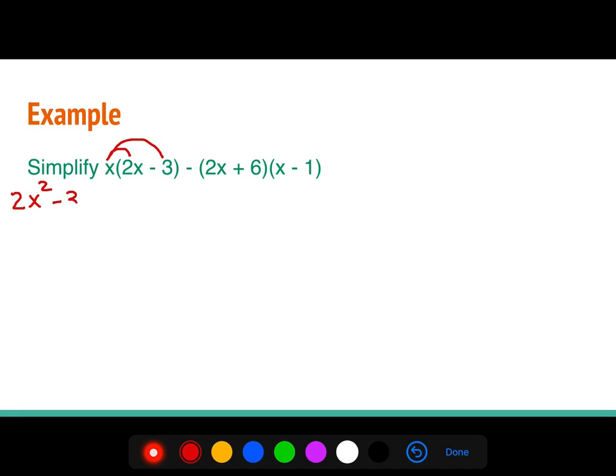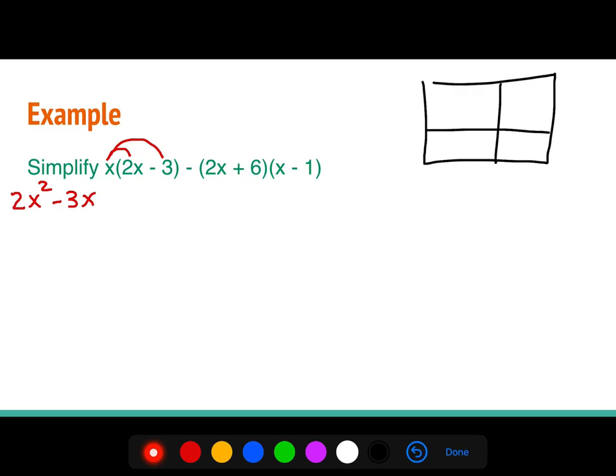So I'm going to start with distributing this x. X times 2x, x times x is x squared, so I get 2x squared. X times negative 3 is negative 3x. And I told you that you can use the box for any of them. You can actually distribute this out, but I'm going to make the box.